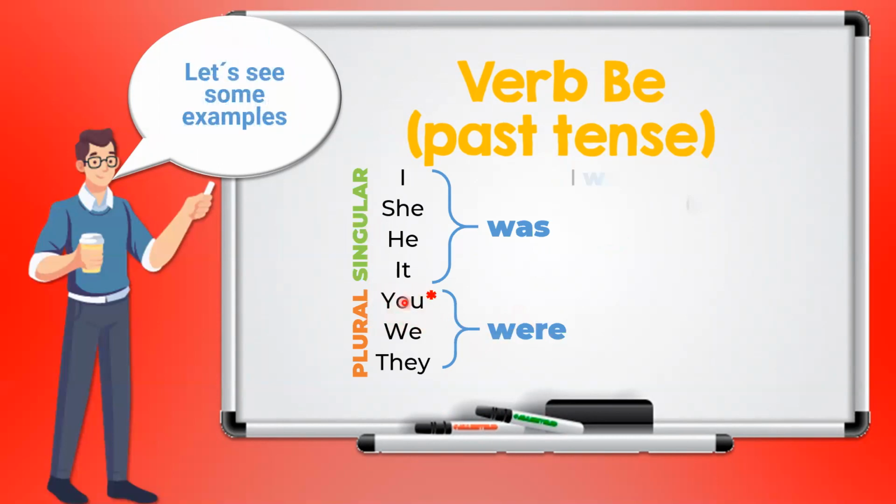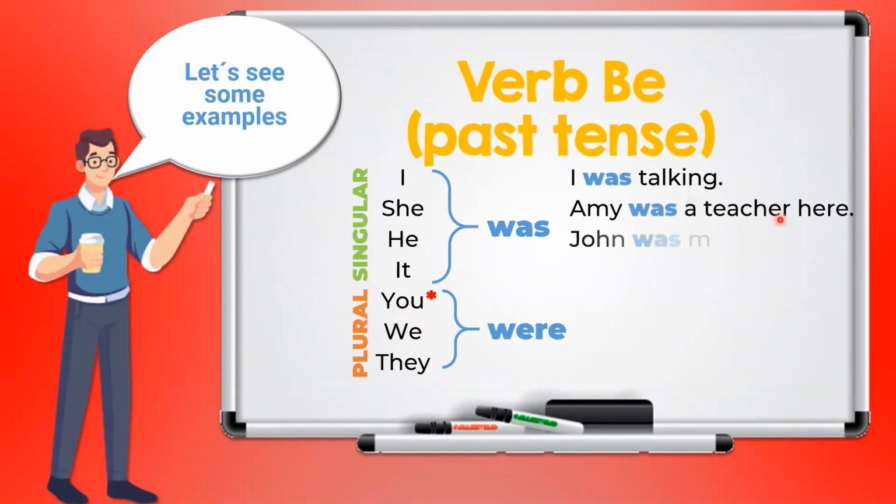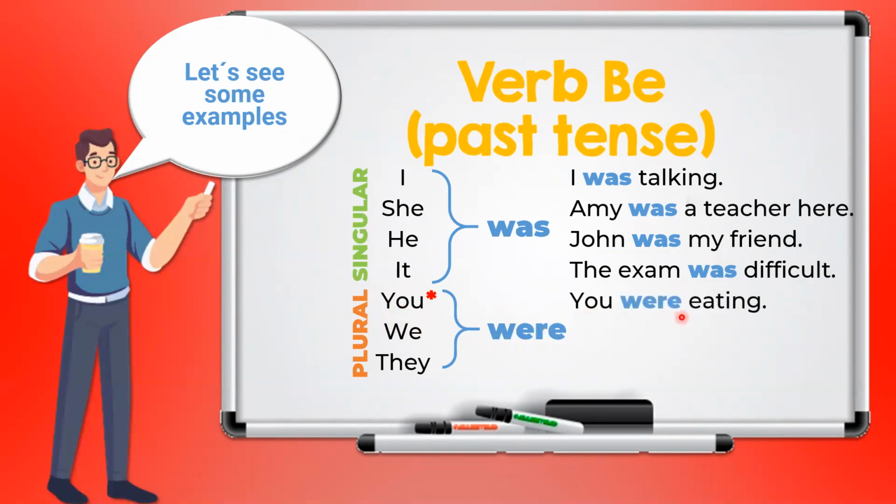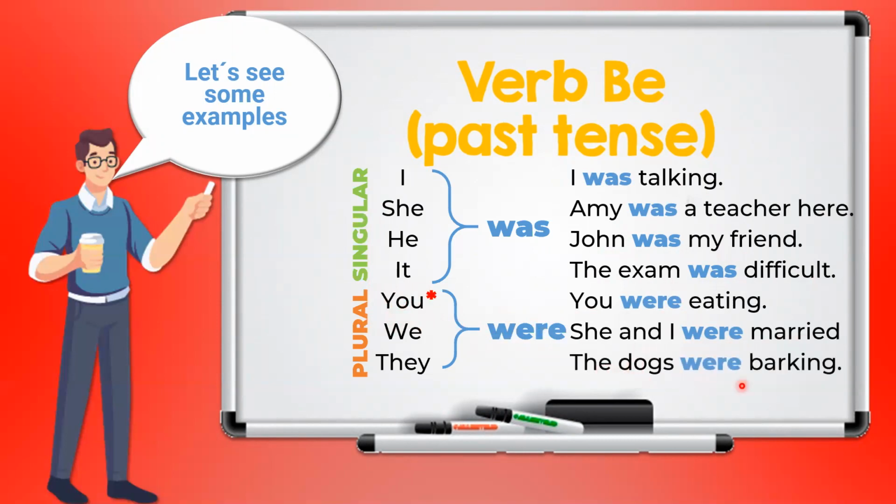Let's see some examples. I was talking. Amy was a teacher here. John was my friend. The exam was difficult. You were eating. She and I were married. The dogs were barking.